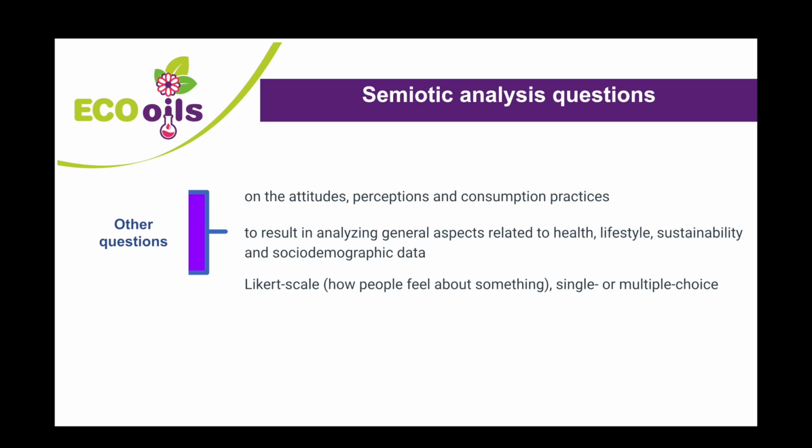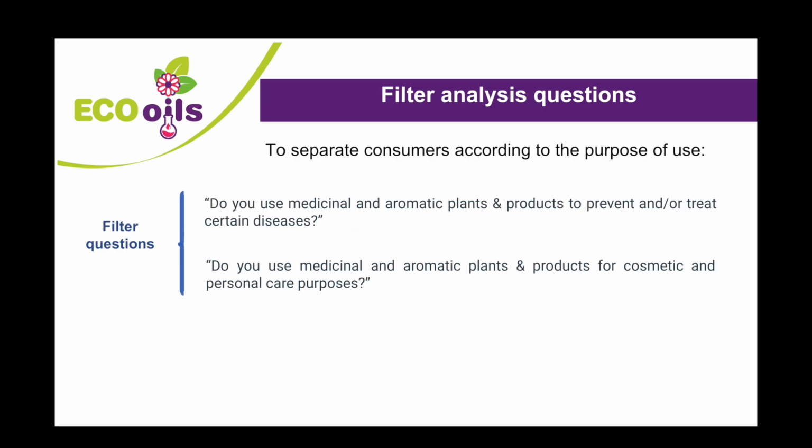It should result in analyzing some general aspects related to health, lifestyle, sustainability, and socio-demographic data. In addition, more filtered questions could be asked to separate consumers according to the purpose of use, which allows identification of user groups. For example, such user groups are respondents who are using medicinal and aromatic plant products for phytotherapeutic purposes, and another group of respondents who use these products for cosmetic and personal care purposes.